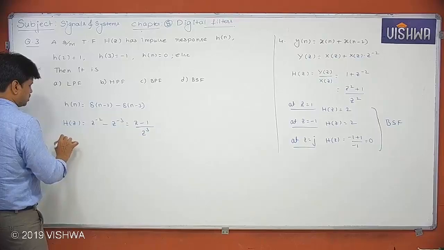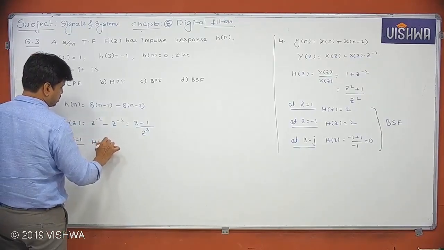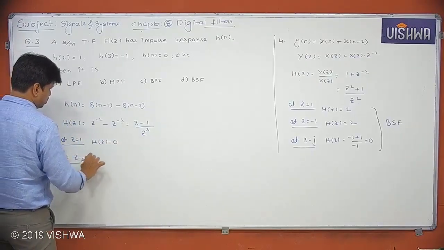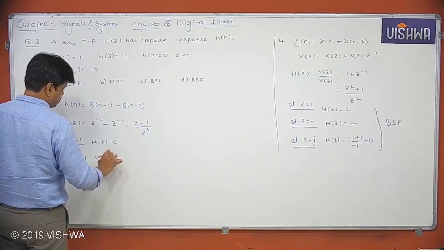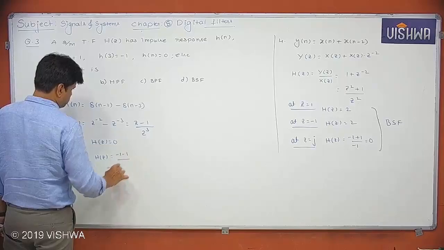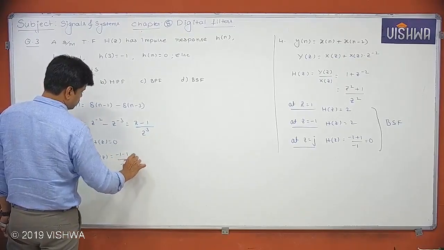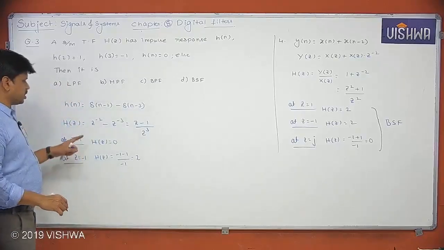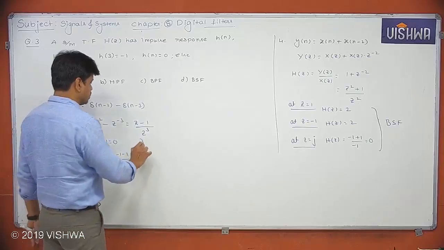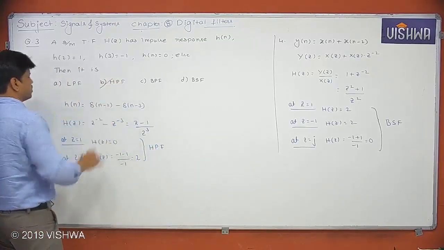So this is H(z). At z is equal to 1, low frequency, what is H(z)? 0. At z is equal to minus 1, H(z) is equal to minus 1 by minus, so this is 2. So it is allowing high frequencies but not allowing low frequencies. So it is a high pass filter.